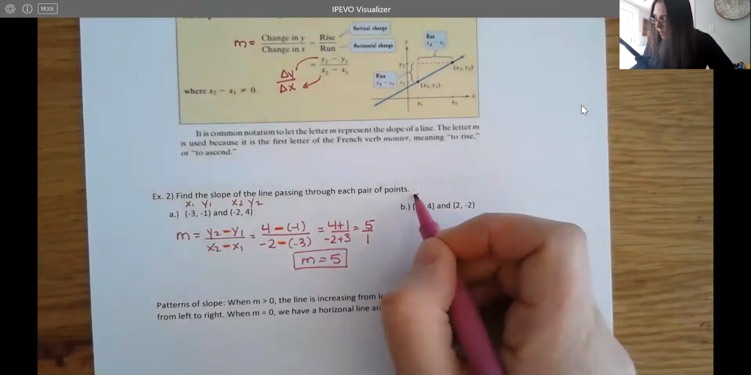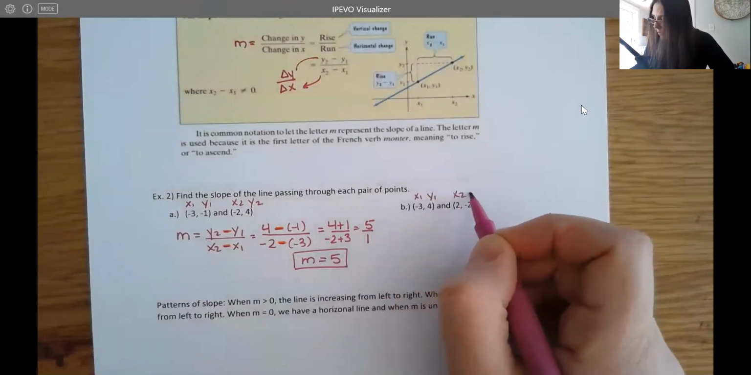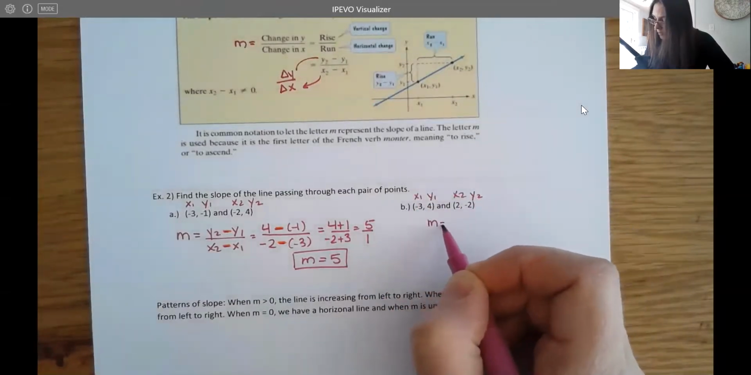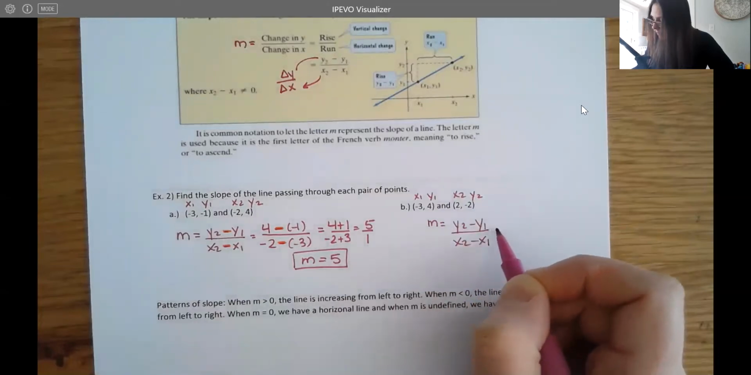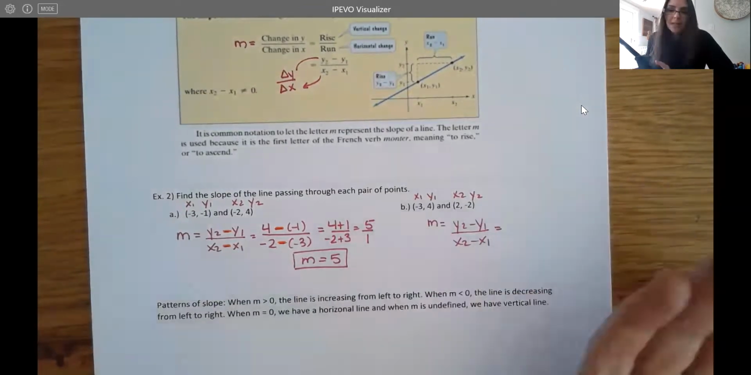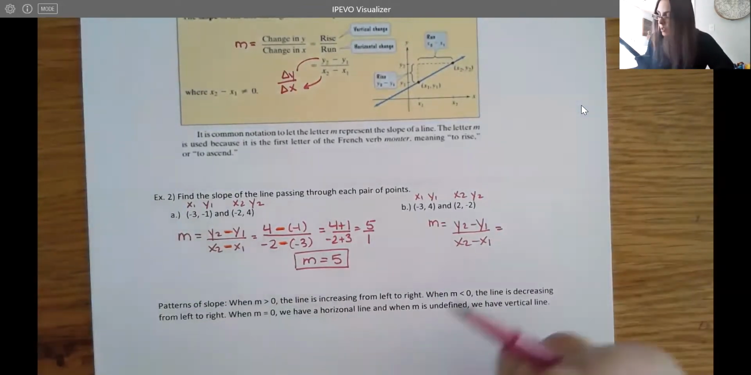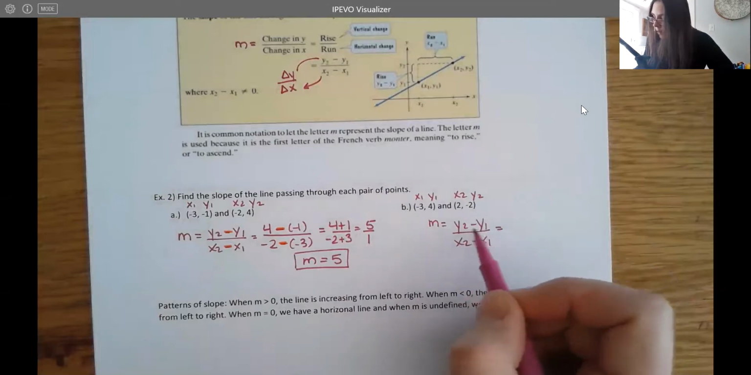Now we'll do the same thing for the next one. This is a good time to pause the video if you want and just try it on your own first to see if you can get the right answer. Again, I usually just stay in order and call one of them point 1 and one of them point 2, but it doesn't matter. You do need to do your y's on top though.